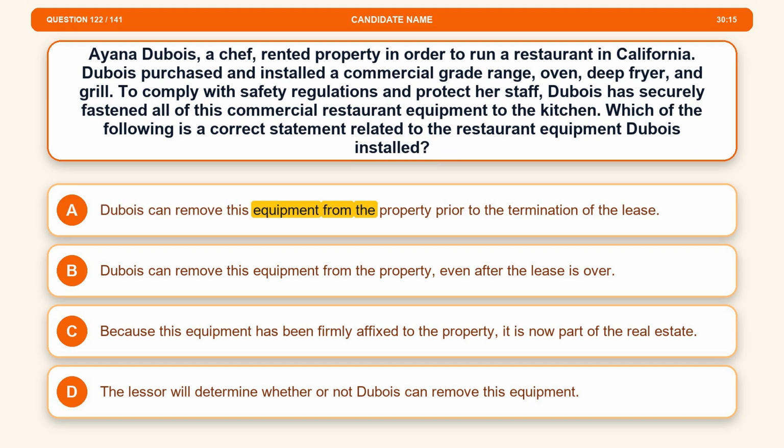Option A, Dubois can remove this equipment from the property prior to the termination of the lease. Option B, Dubois can remove this equipment from the property even after the lease is over. Option C, because this equipment has been firmly affixed to the property, it is now part of the real estate. Option D, the lessor will determine whether or not Dubois can remove this equipment.